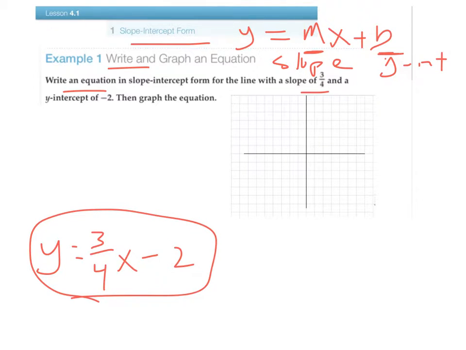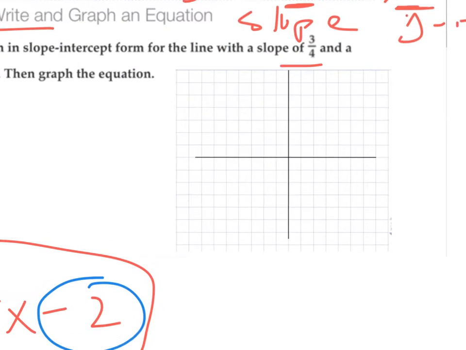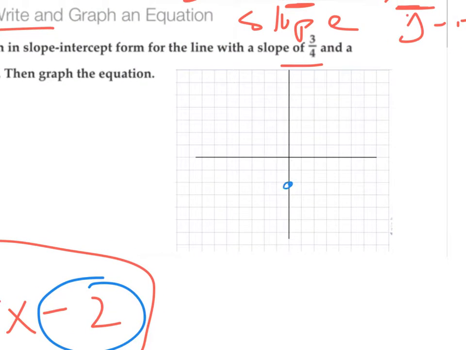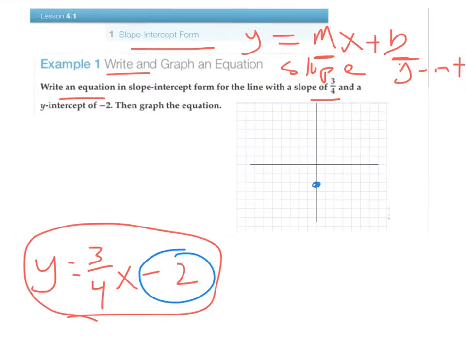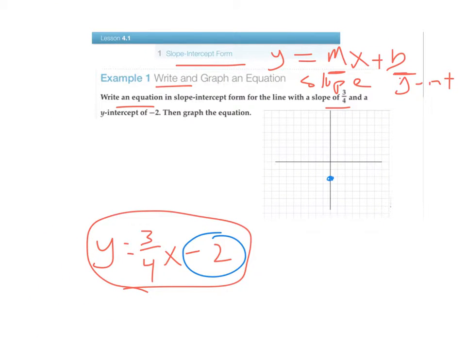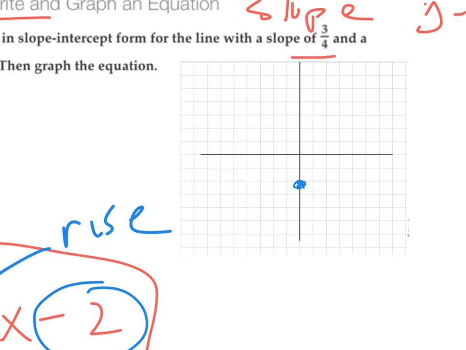Now what I want to be able to do is graph it. To graph it, we're going to start on that number. So we're going to go to -2, put a dot. And then the slope means my rise over my run. So I'm going to go up 3 and to the right 4. 1, 2, 3, 4. So I put another dot. That's my second dot. The two dots create the graph.